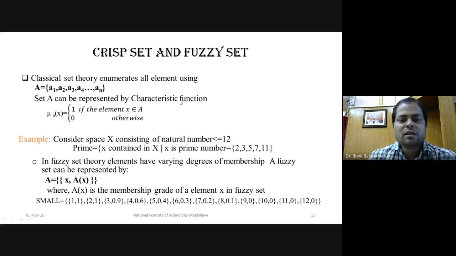Consider a particular example, the prime number set. X such that X is a prime number, right? So in this set we have 2, 3, 5, 7, 11, and so on. If I take a particular element 5, whether 5 belongs to that set or not, I can have only either a 1 or 0 answer.